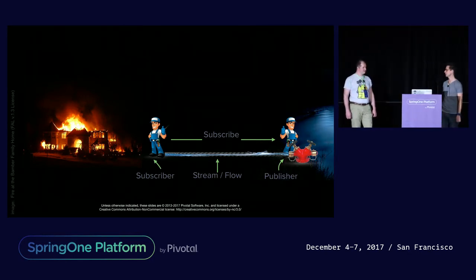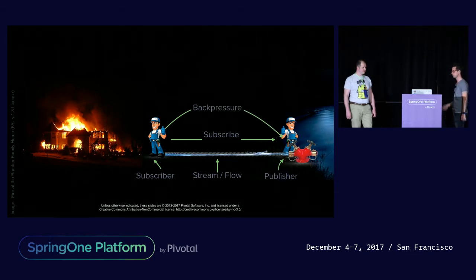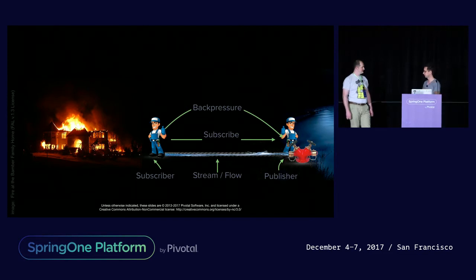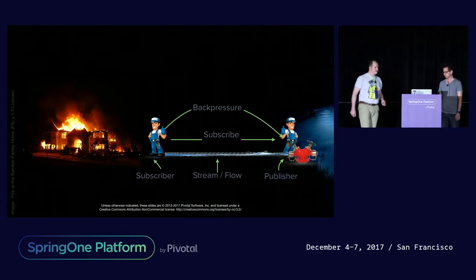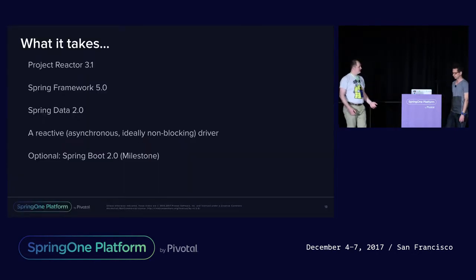Yeah, sure, there is this concept of back pressure. So basically the subscriber can signal to the publisher, hey, give me more or less data at a time because I need it that way. Oh, that's pretty cool, and it really sounds simple. What do I need to do in order to get reactive data access?